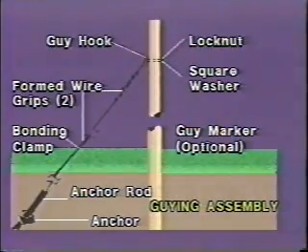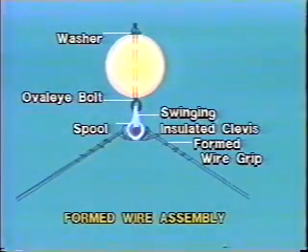A guy assembly similar to that used on single-phase lines is required on this angle construction. The neutral wire assembly is also the same as used on single-phase lines with the same angles.